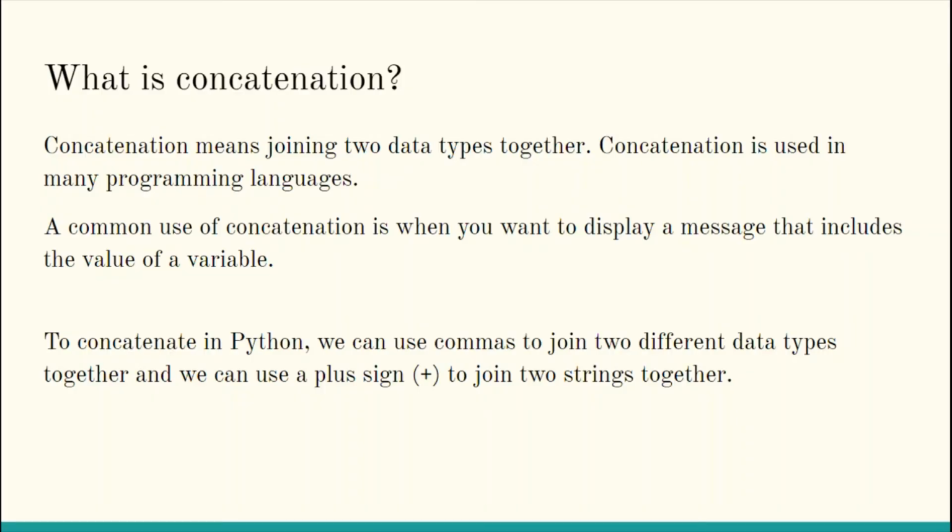What is concatenation? Concatenation means joining two data types together. Concatenation is used in many programming languages. A common use of concatenation is when you want to display a message that includes the value of a variable and another string. To concatenate in Python, we can use commas to join two different data types together, and we can use a plus sign to join two same data types, most commonly strings, together.